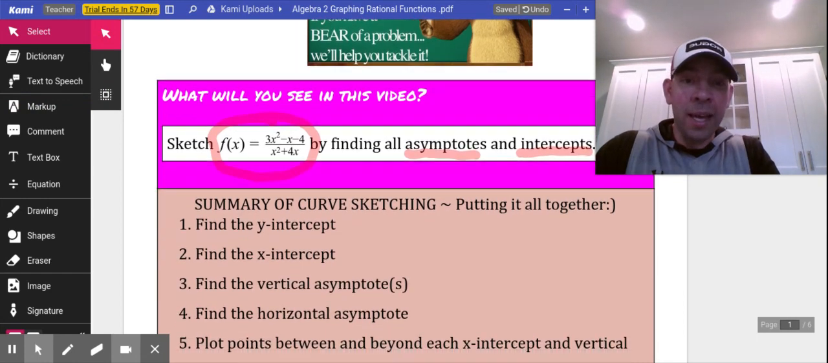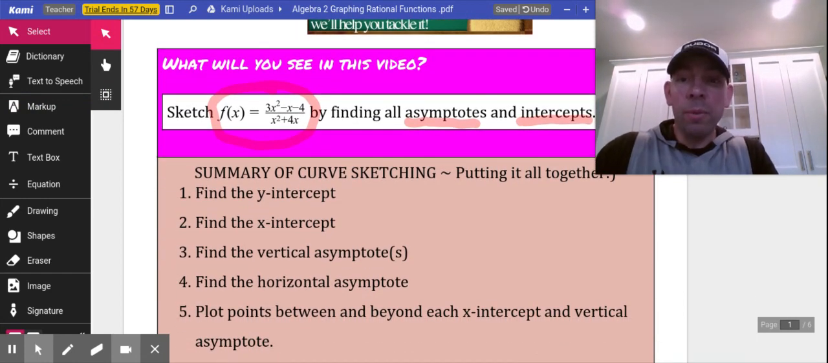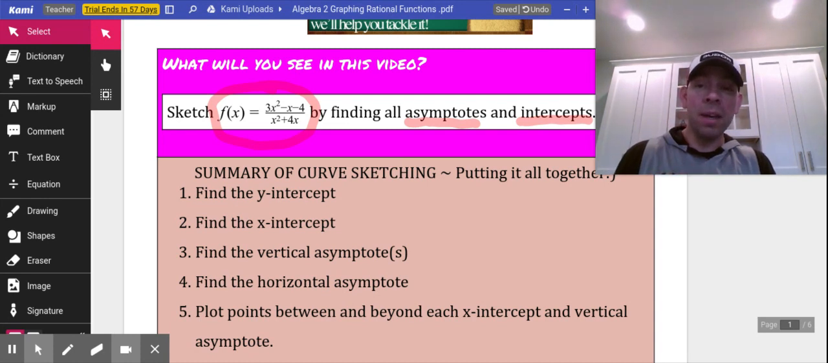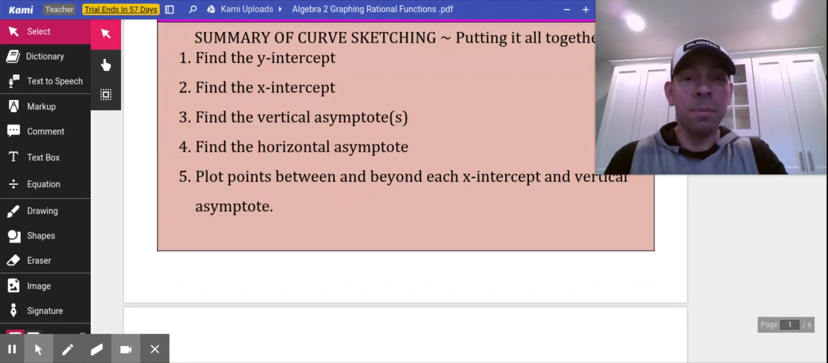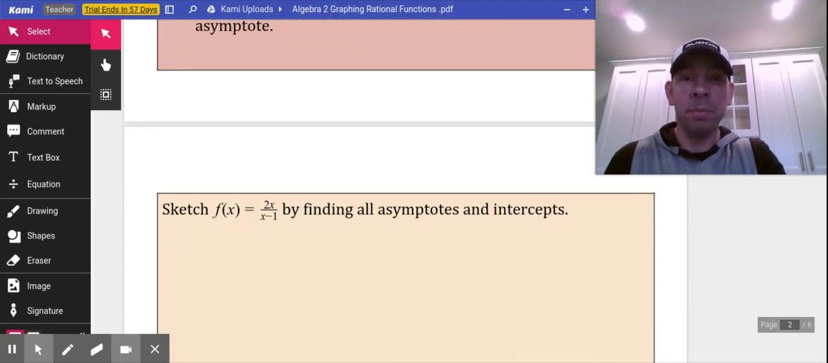Here's the game plan for putting it all together. We're going to start off by finding the y-intercept, and then we're going to find the x-intercept. Then we're going to find the vertical asymptotes, if there are any. We're going to see if there's any horizontal asymptotes. And then that fifth step is kind of the wild card. There are going to be times where you don't really need to do step 5, and other times where we have to put a lot of work into step 5 to get enough information to really nail the graph. So that's going to be our wild card. It's going to vary from problem to problem.